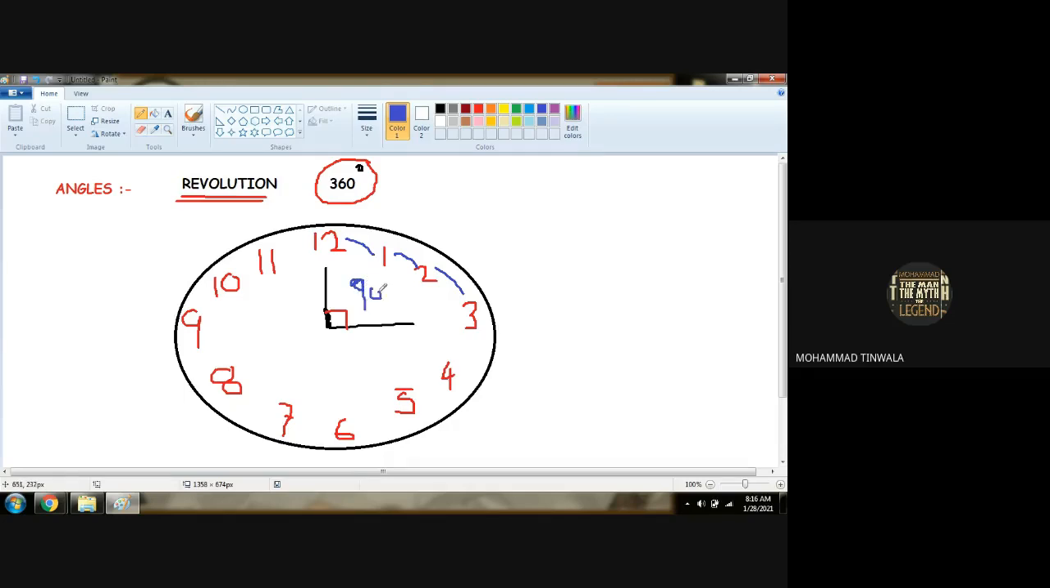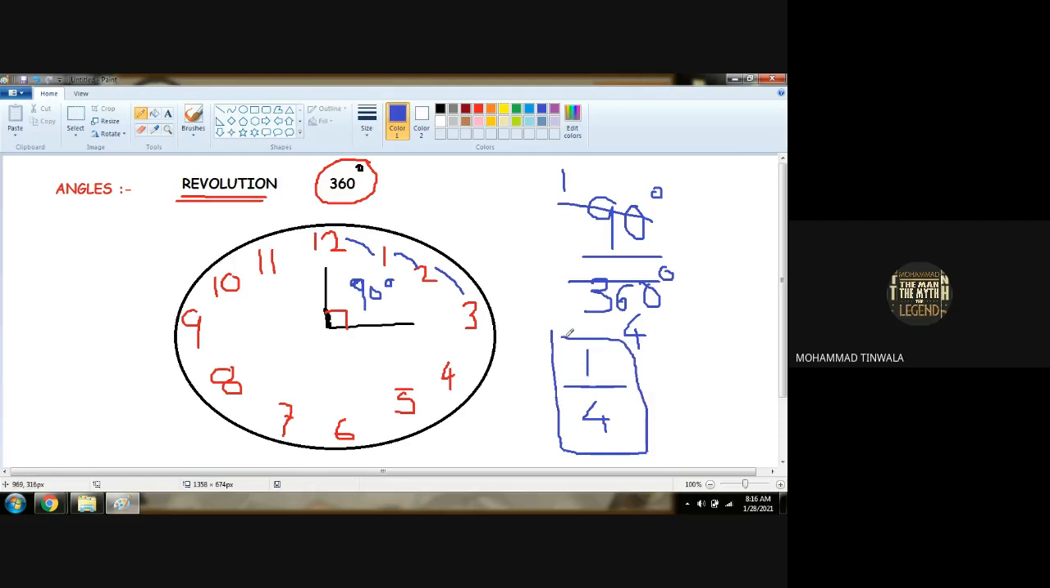Understood? Yes. Now you are saying 90 degrees. So how much is the revolution for 90 degree? If you divide 90 by 360, 90 ones are 90, 90 fours are 360. So 1/4 is the revolution of the clock hands. What is the revolution?